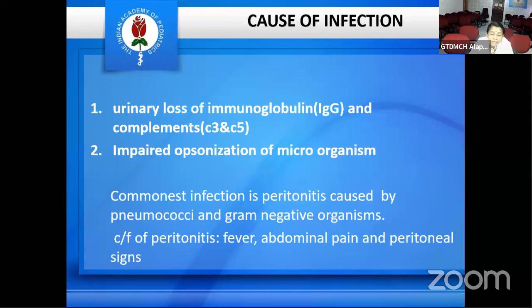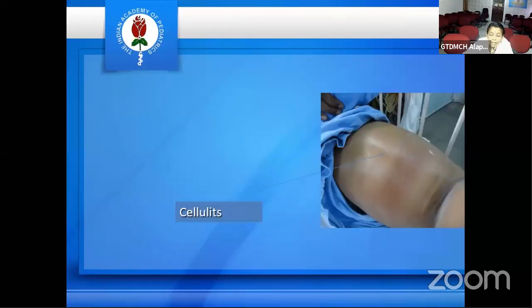Causes of infection in nephrotic syndrome are urinary loss of immunoglobulin, mainly IgG, and the complements, mainly C3 and C5, and impaired opsonization of microorganisms. That is why children with nephrotic syndrome are prone to more infections. And the edema fluid also acts as a good culture media for infection. The commonest infection seen in nephrotic syndrome is peritonitis caused by pneumococci and gram-negative organisms. Clinical features of peritonitis are fever, abdominal pain, and peritoneal signs like tenderness, guarding, rigidity, etc. You can see cellulitis, redness, swelling, etc. on the leg.